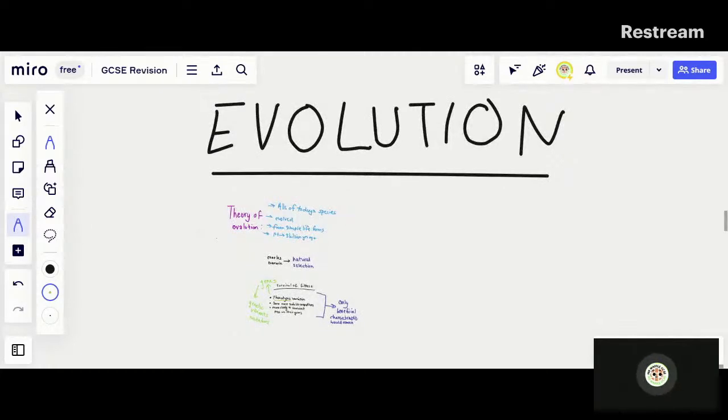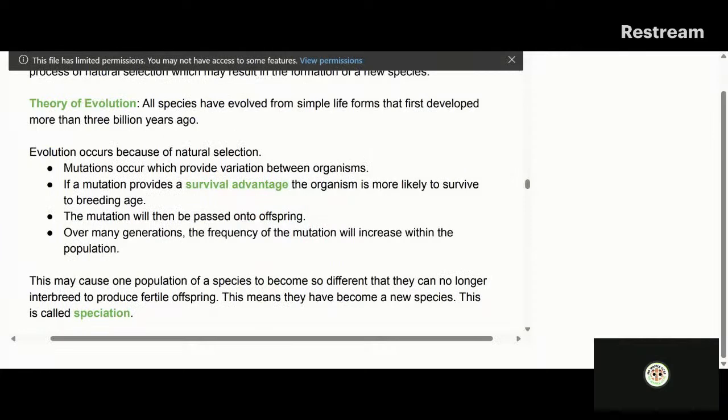So let me just find the notes, because there are some really good notes on Physics and Maths Tutor for speciation. Okay, so I've shared another tab, which is all about speciation.